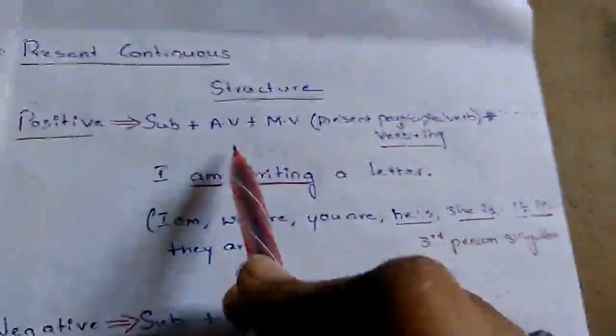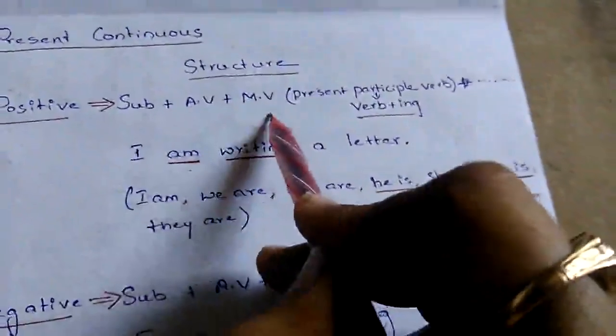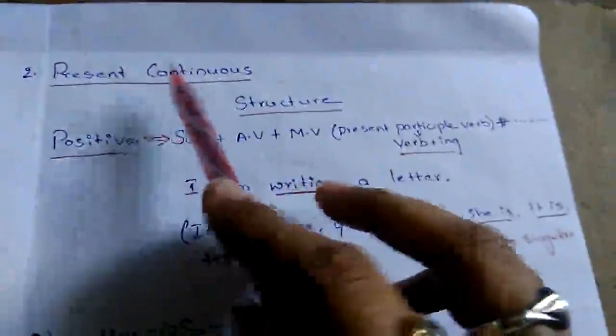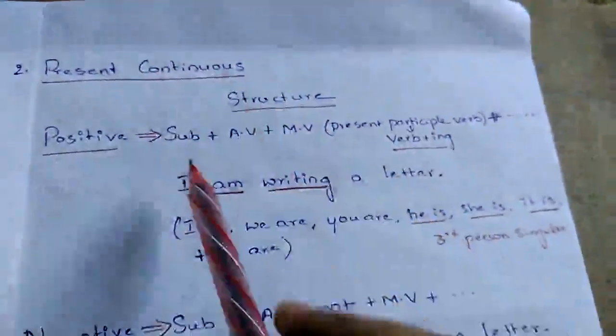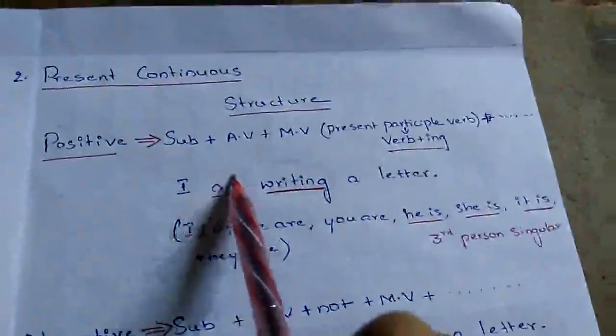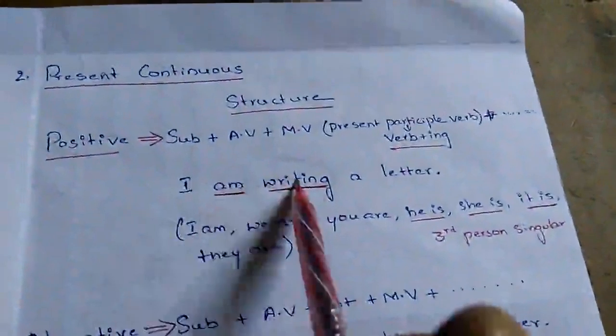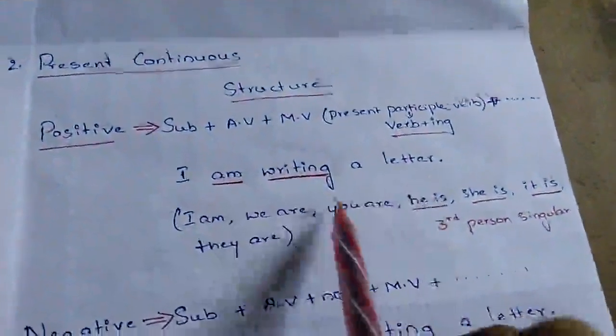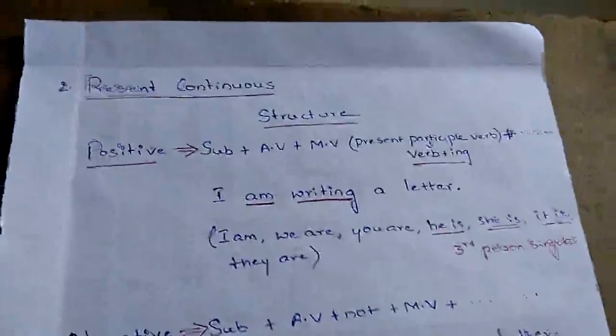So the structure of the sentence would be like subject plus helping verb plus the main verb. Usually to frame continuous tenses we use be forms, and so I'm using here a be form. I'm writing a letter. So this is the structure of the present continuous.